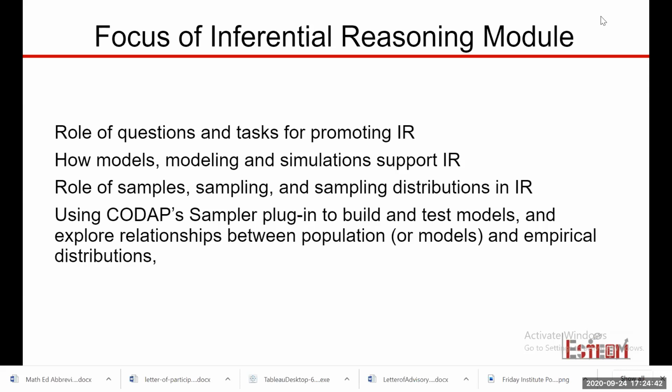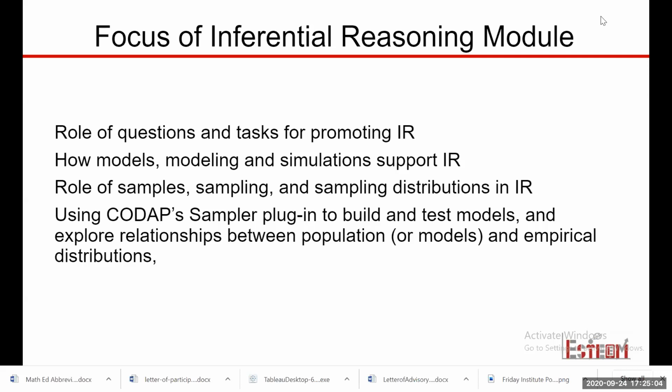So we very much focus on these next two lines here: how models, modeling, and simulations support inferential reasoning, and what the role of samples, sampling, and your sampling distribution has in the ways that one reasons inferentially.